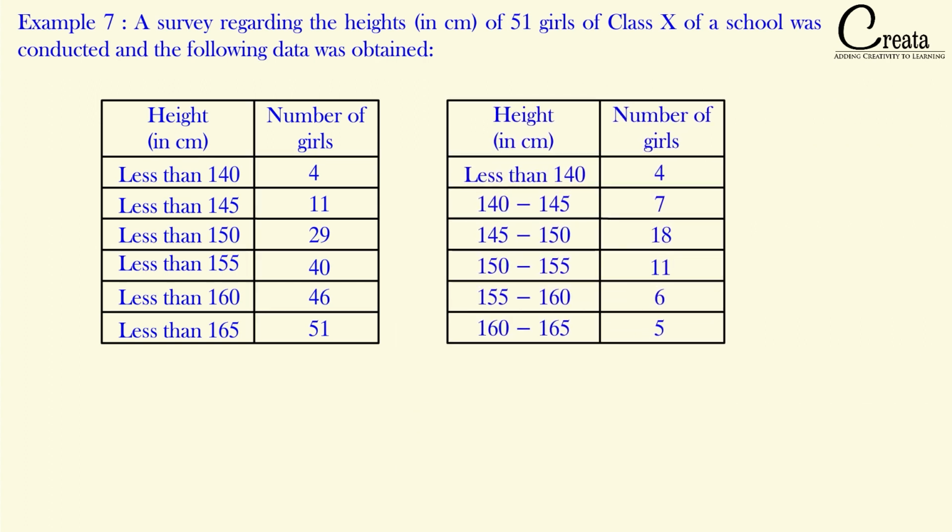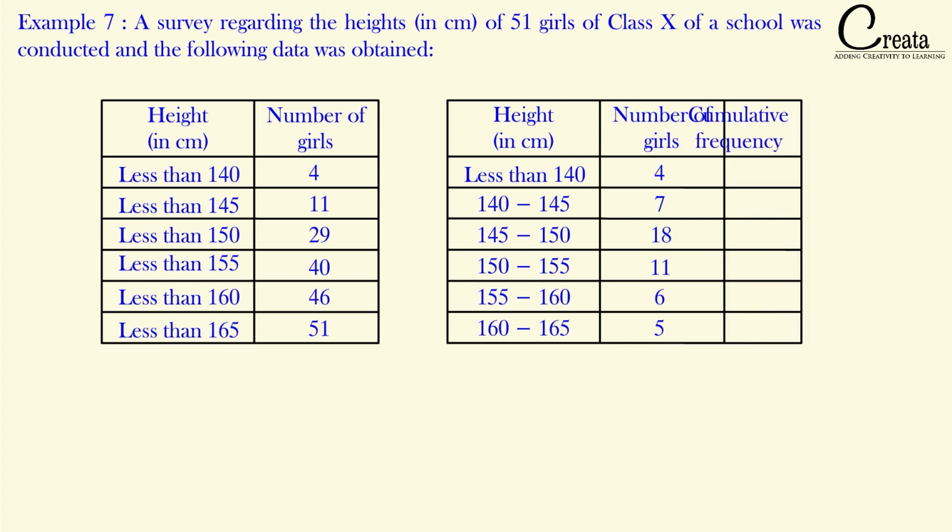We have simply converted the data into the tabular form in which we will solve the question. Here we have to find the median, so we have to add the cumulative frequency column. Okay, we have added one more column, the cumulative frequency column. And what do we do in this column? We simply add the frequency up to that row.